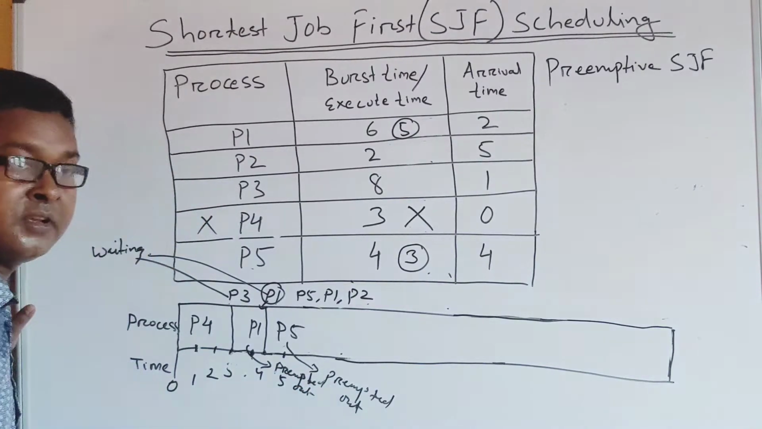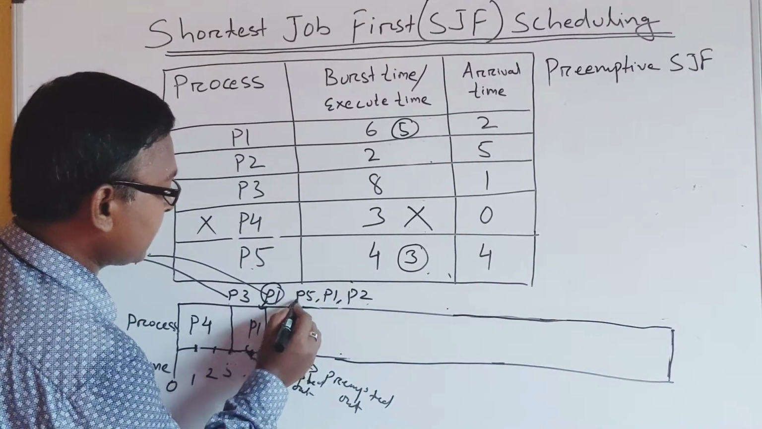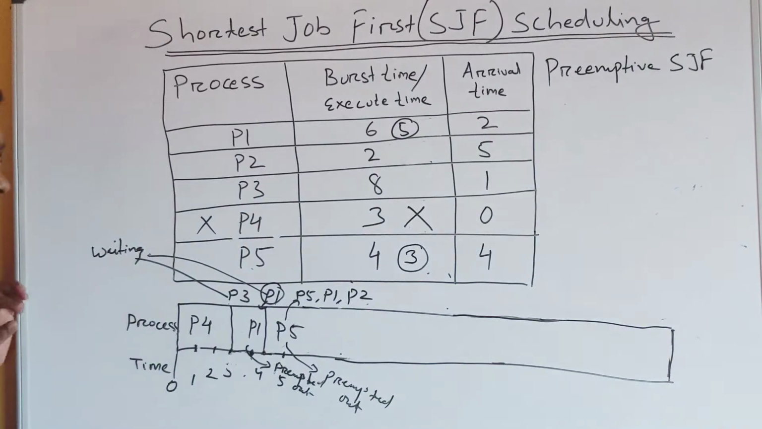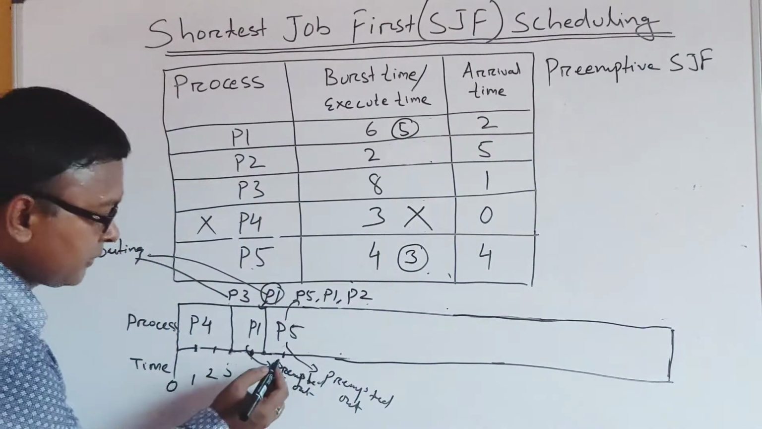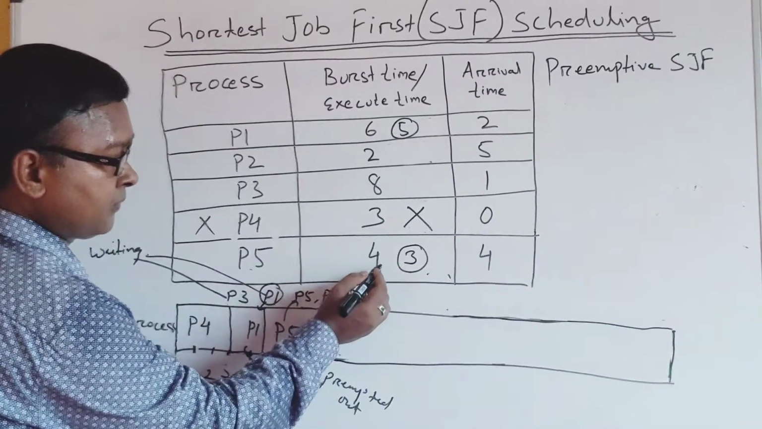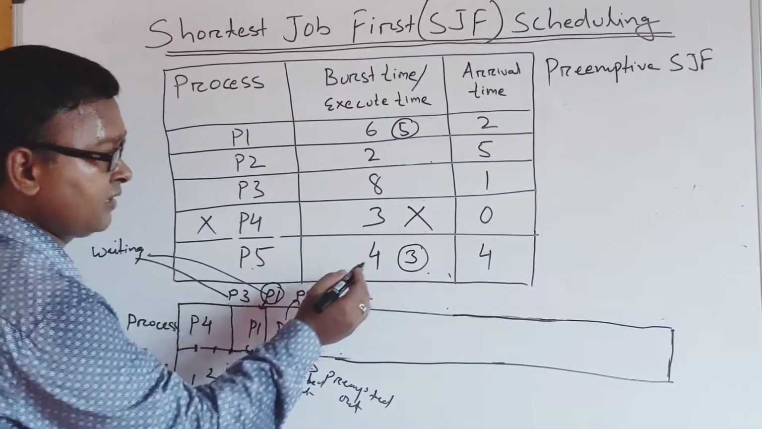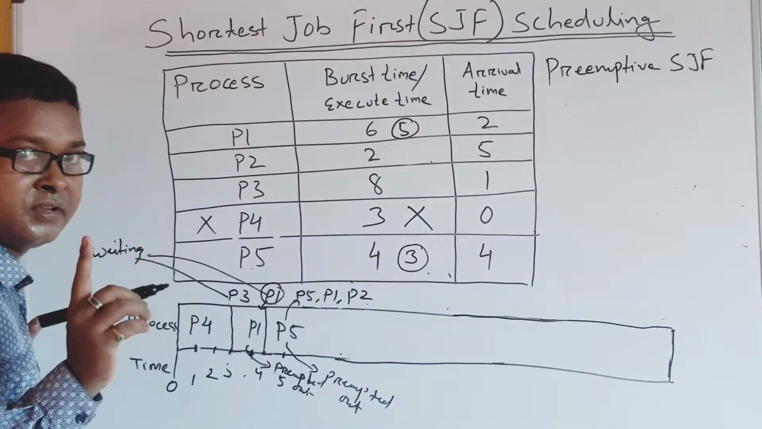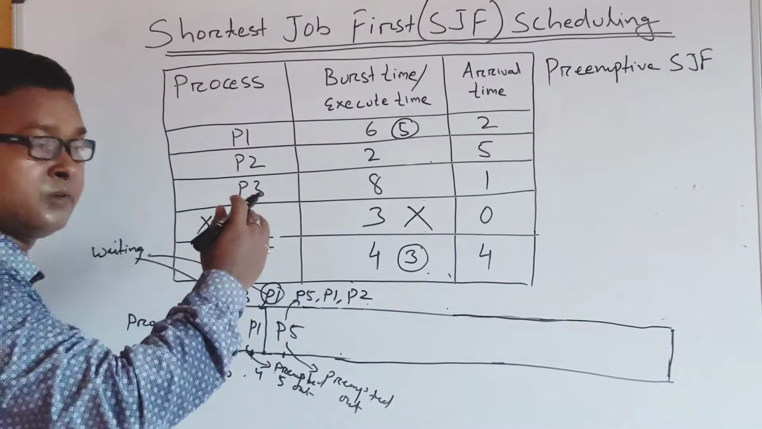Preempted out. So P5 will be preempted out and it will go back to the waiting state, right? Remember that it has already completed 1 unit of time of execution. 1 unit of time has already completed, 3 units are left out. At that point it will be preempted out.